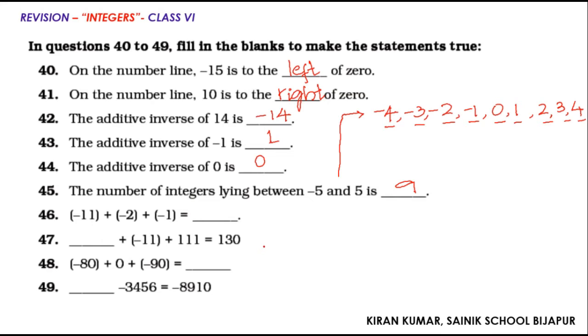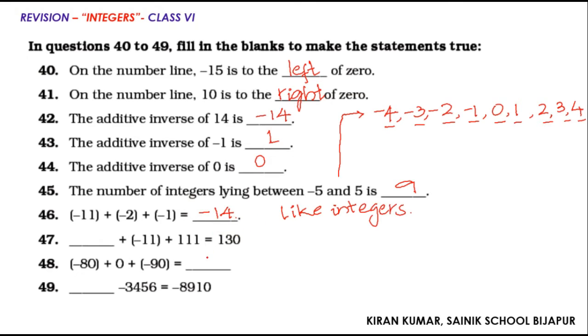Question 46. The sum of negative 11 plus negative 2 plus negative 1 is, since all these numbers are negative, they are like integers. Whenever like integers are added, we add their numerical value and retain the same sign. 11 added to 2 is 13, added to 1 will be 14. We have to retain the minus sign, so minus 14 will be the answer.